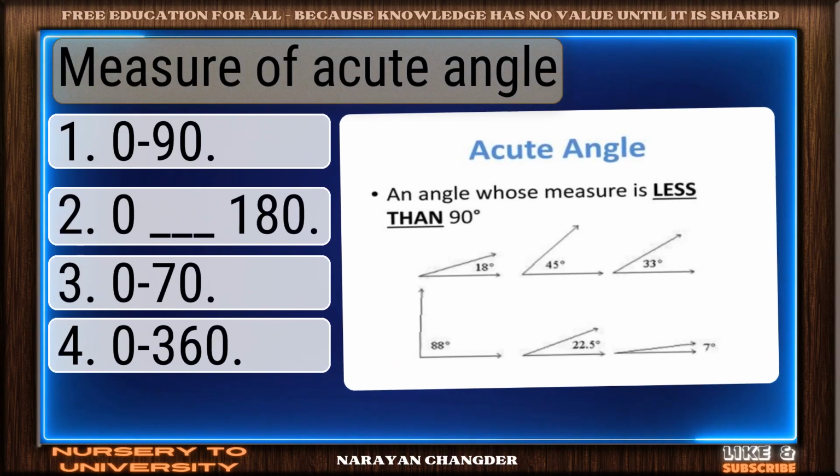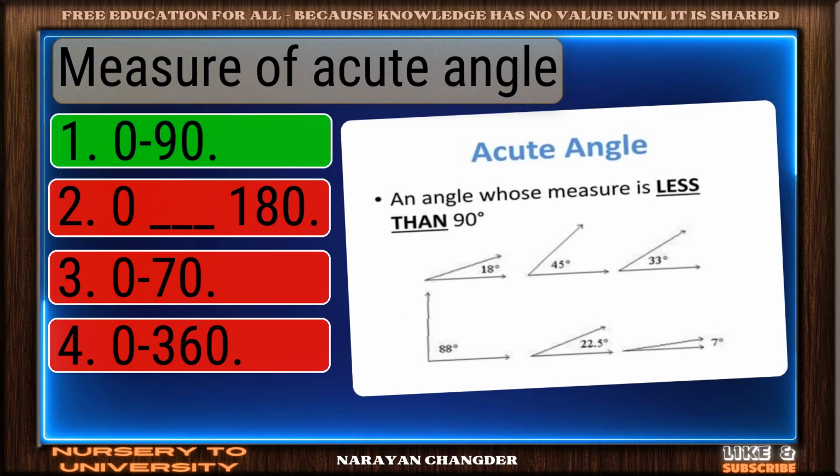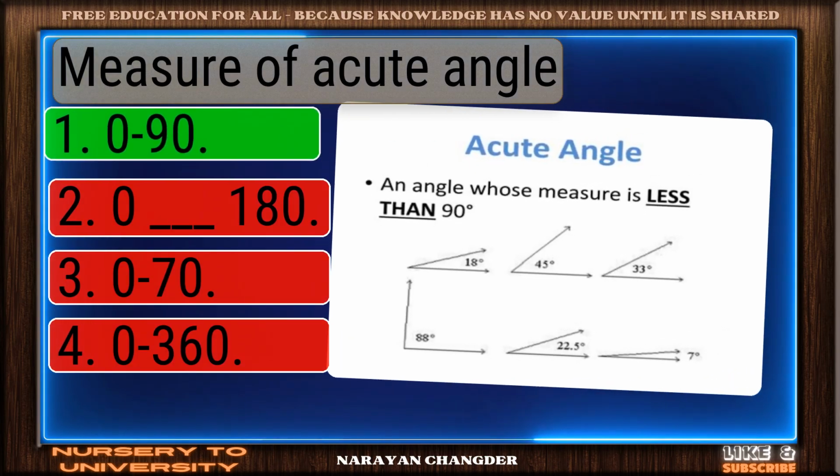Question number 60. Measure of acute angle. Solid response. Your 90 is a valid choice.